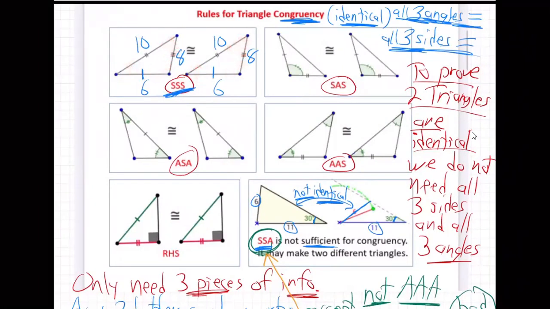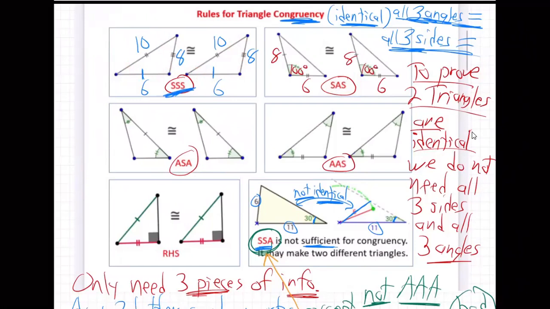If three sides in one triangle are the same as three sides in another triangle, then the angles have to be the same. Or over here, side angle side. Now, what's going on here? We have two sides, like maybe this is 8 and 6. Two sides are the same. And maybe this angle is 100 degrees.